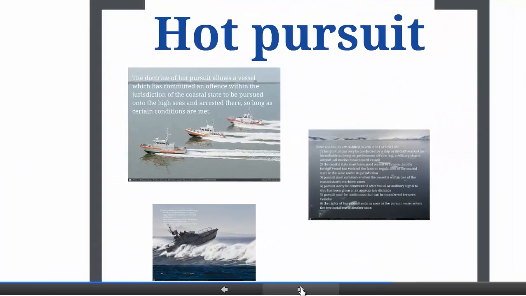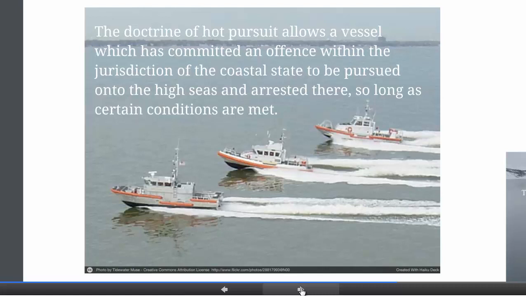First, hot pursuit. The basic idea of hot pursuit is straightforward. The doctrine of hot pursuit allows a vessel which has committed an offence within the jurisdiction of the coastal state to be pursued onto the high seas and arrested there, so long as certain conditions are met. So, if the vessel has infringed coastal state law within internal waters, or within the territorial sea, or the contiguous zone, or the exclusive economic zone, or even a safety zone around a fixed platform in the EEZ, then law enforcement vessels can pursue it out onto the high seas to make the arrest if it flees.